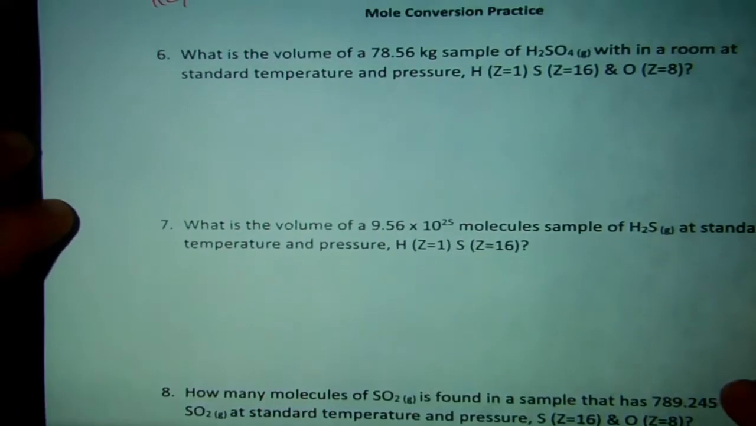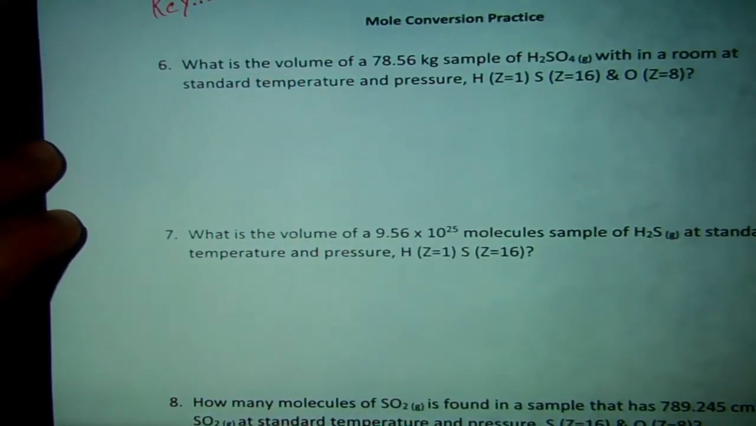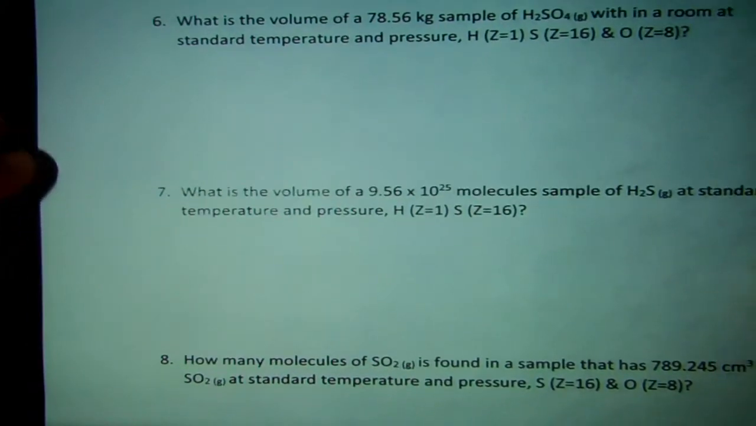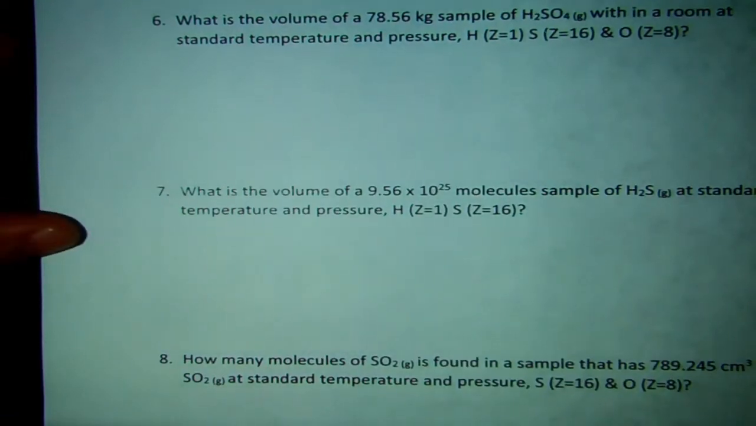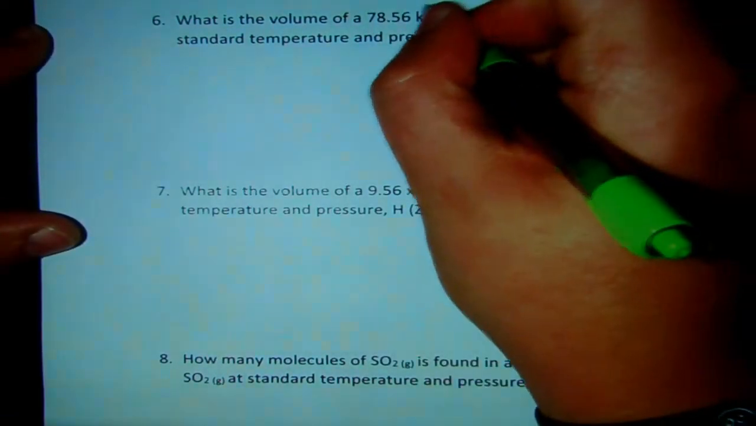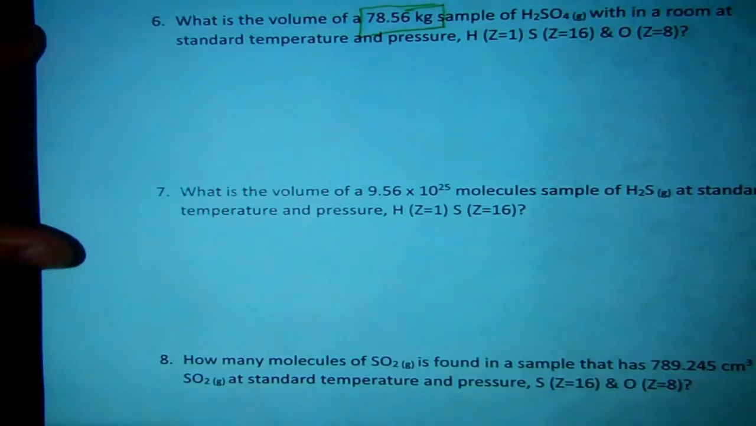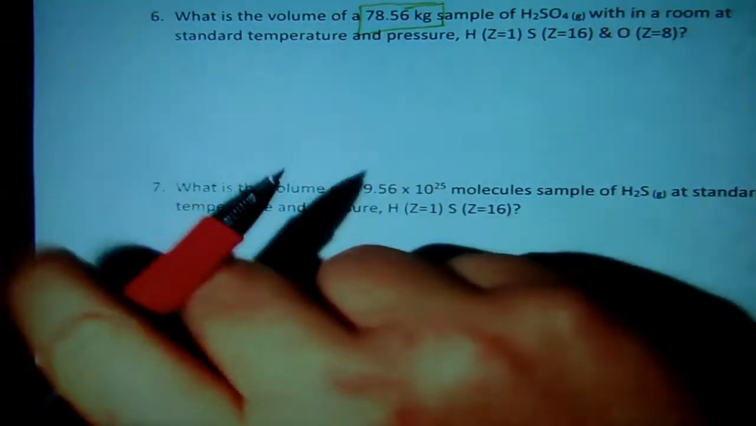Here's what we're looking at. So mole conversion practice, and we're just continuing this. So what is the volume of 78.56 kilograms of H2SO4 within a room at standard temperature and pressure? In this, do what you've always done. Mark your starting point. Here's my starting point. I have a mass. That's what kilograms is, a unit of mass.